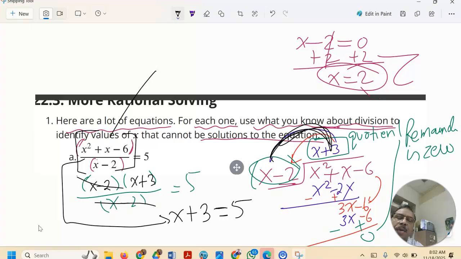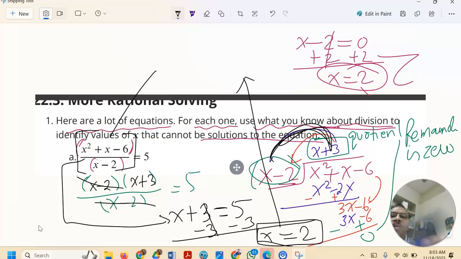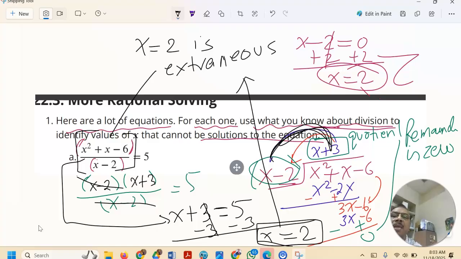And when you subtract 3 here, you get x equals 2. And you can see x equals 2, even though it looks like a solution, no, it is not. So x equals 2 is an extraneous solution. And you know the reason it is extraneous. This is the word I'm using one more time.